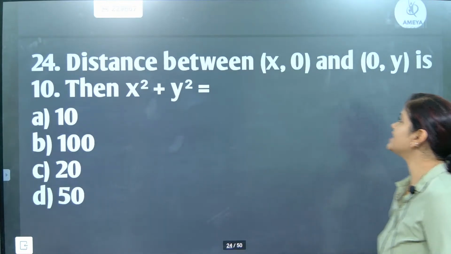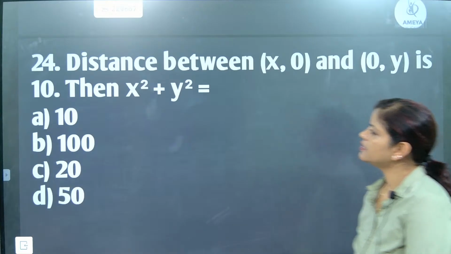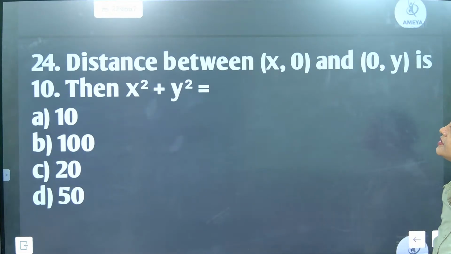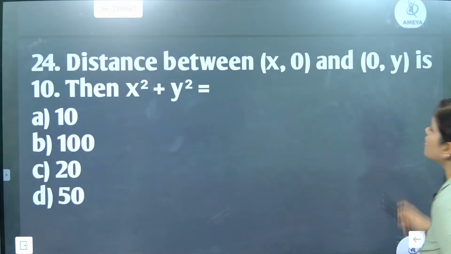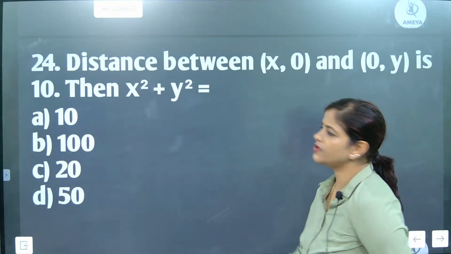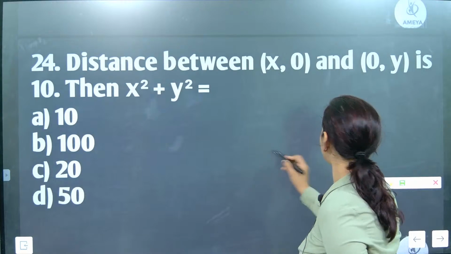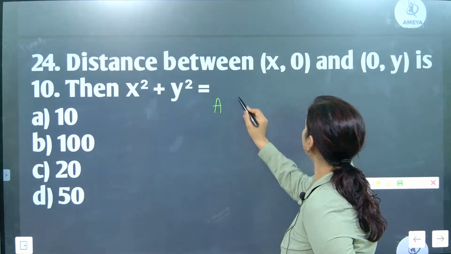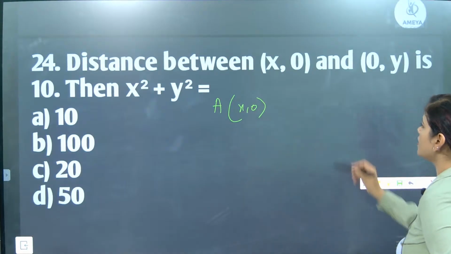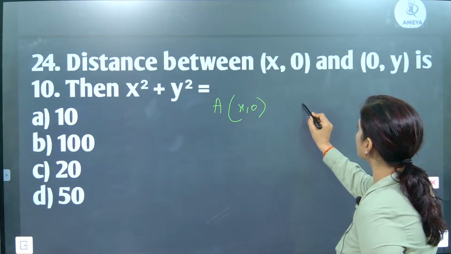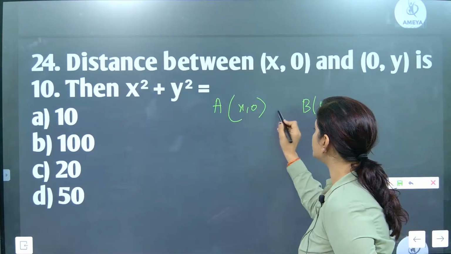Now the distance between (X, 0) and (0, Y): they have given that the distance is 10, so X square plus Y square is 10. So the distance between these 2 points, I will explain. Lokesh, can you give me some time, beta? I need to finish one part. (X, 0) and then (0, Y). When you are solving this question, first you have to find the distance.